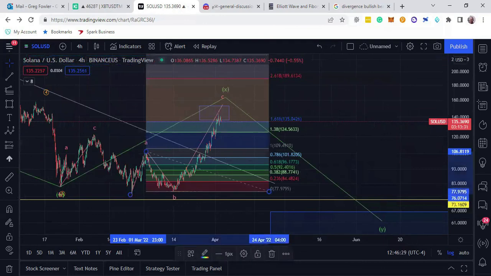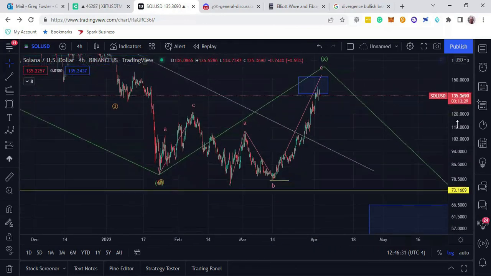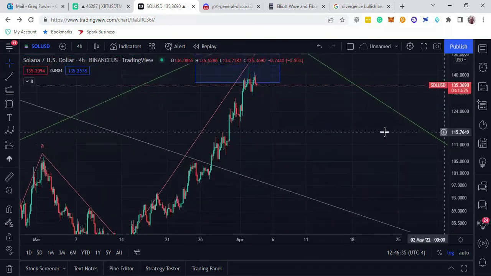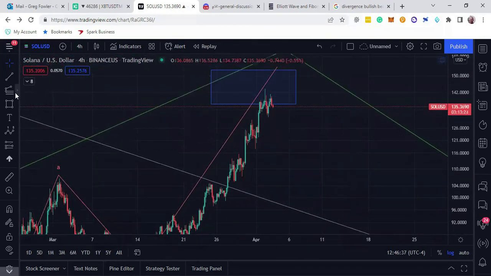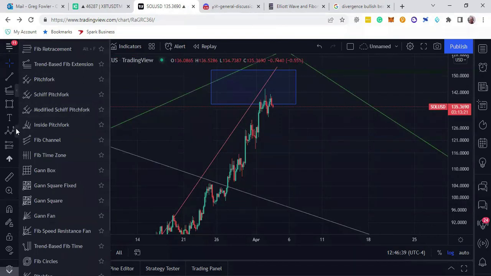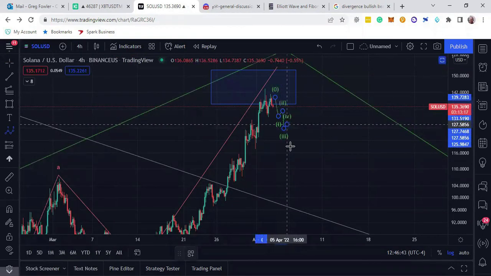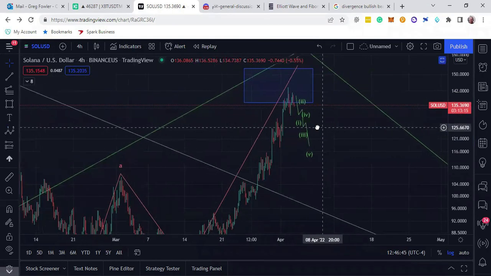So what I'm going to do with Solana is, once I think it's complete, I'm going to do the same thing and come into the coin and start looking for some sort of sequence down like that. And it will do it.